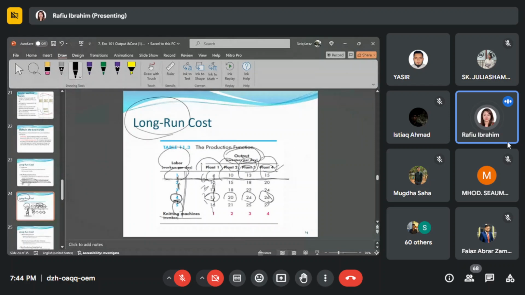There is another thing here. If you closely look at these first two columns, when we are adding more workers to this plant, but the plant size remains unchanged, in that particular case, there is a diminishing marginal return.